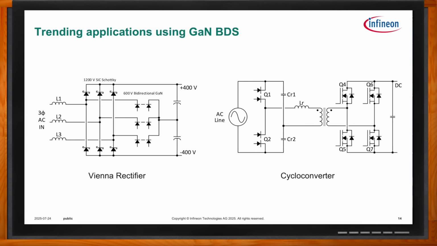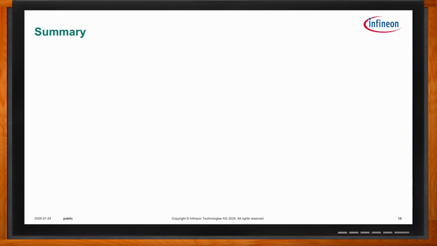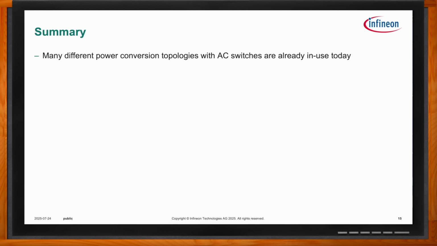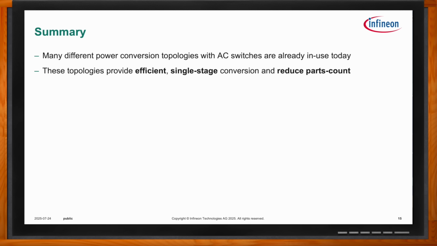All right. So, Eric, you said that these are real devices. So, are you selling them now? And how many different types are there? Before I get to the portfolio, let me just summarize what we talked about here. There are a lot of different topologies using AC switches already in use today, even without GaN. The reason they're being used is because they're efficient, they're single stage, and therefore they can reduce the parts count.